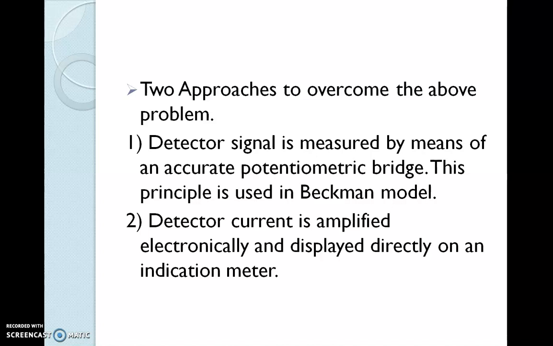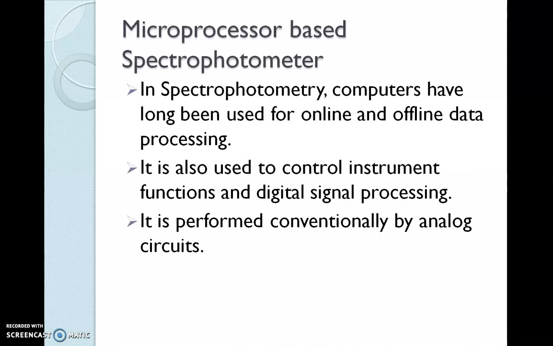The second approach is that the detector current is amplified electronically and displayed directly on an indicating meter or in digital form. So these instruments have the advantage in speed of measurement. As in the case of colorimeters, the instrument is adjusted to give a 100% transmission reading with the reference sample in the path of the light beam. The sample is then moved into the beam and the percentage transmission is observed. So these are the two approaches to overcome the above problem.